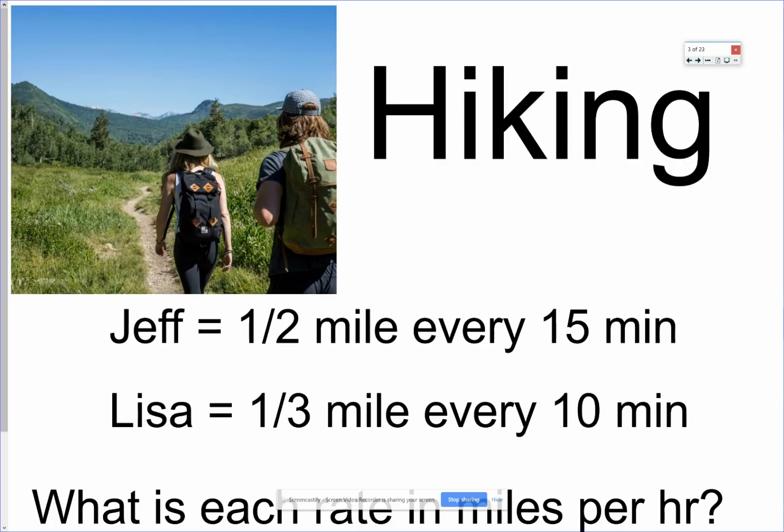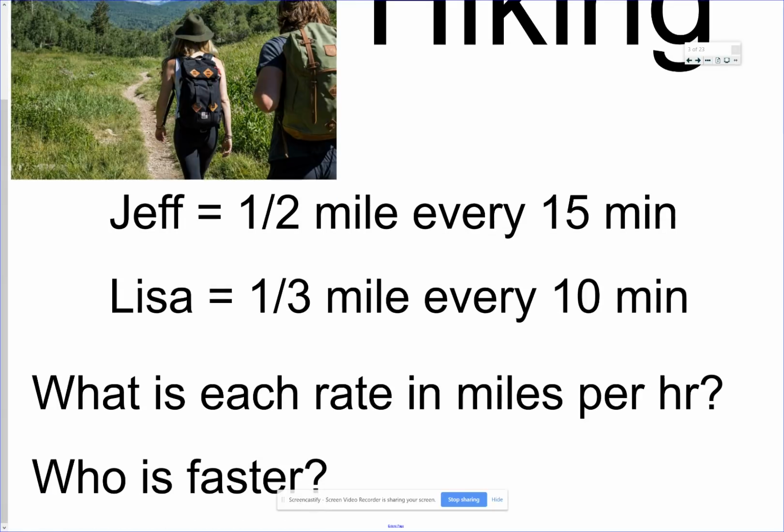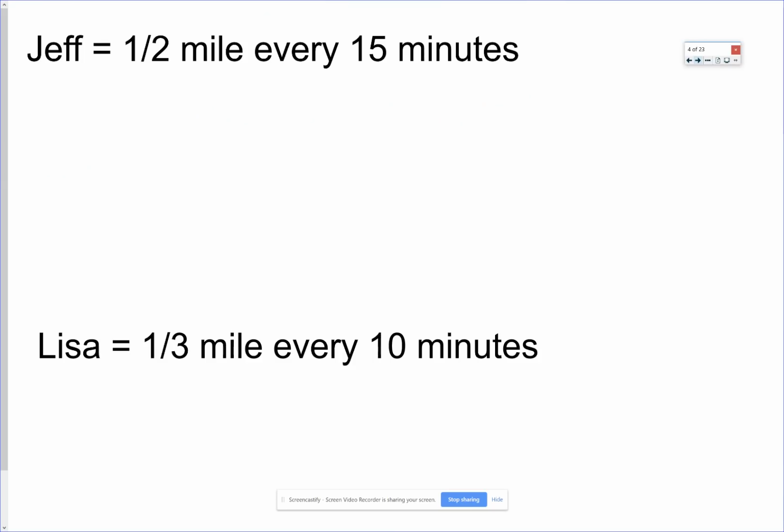Here's our first situation. We've got two people hiking, and Jeff is hiking about a half a mile every 15 minutes. Lisa is hiking about a third of a mile every 10 minutes. So we're asking ourselves, what is each rate in miles per hour, so that we have some consistency there? And then who's faster? Let's think about this, because these are kind of awkward numbers. So I want to think about this in a little different way.